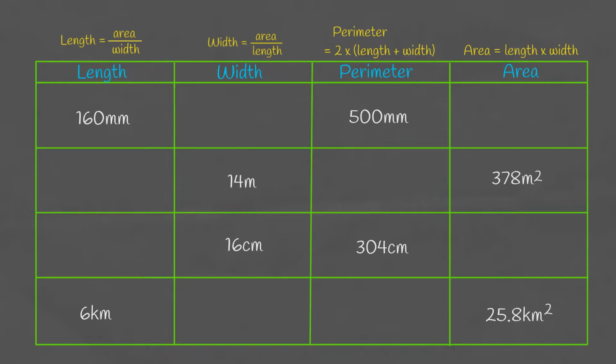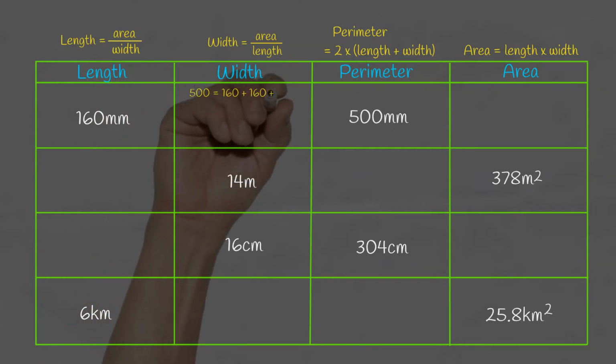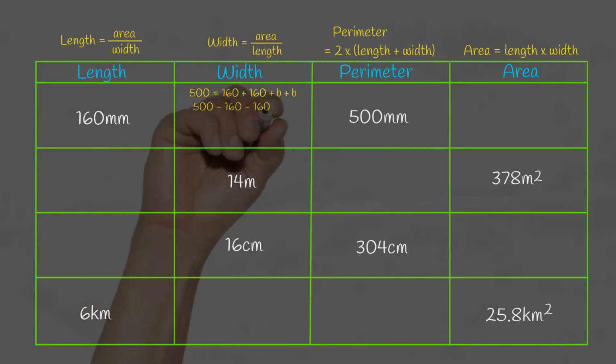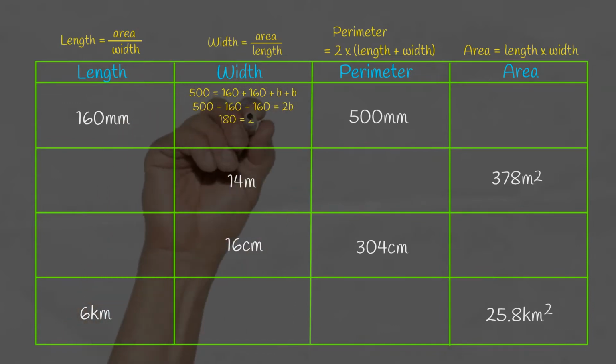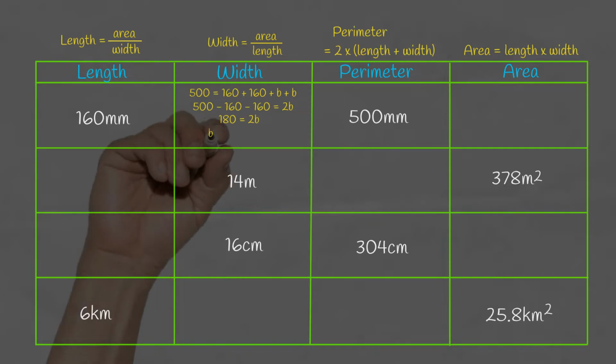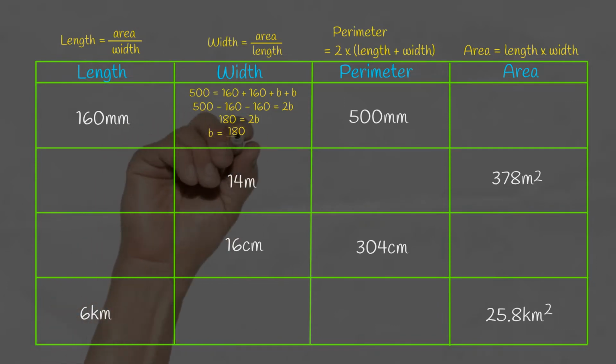So let's say we call the width B, then the perimeter is the sum of all the sides, so we have 500 is equal to 160 plus 160 plus B plus B. So if we rearrange that, we get 180 is equal to 2B. So B is equal to 180 divided by 2, which is equal to 90.